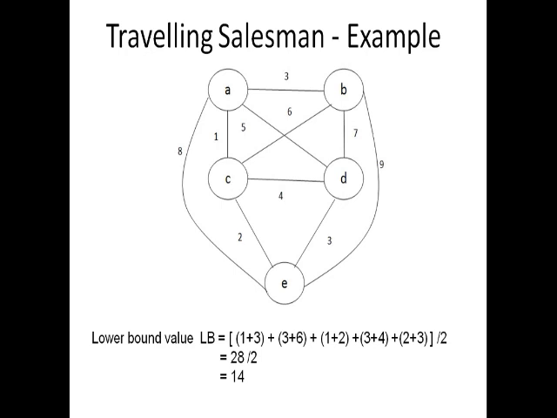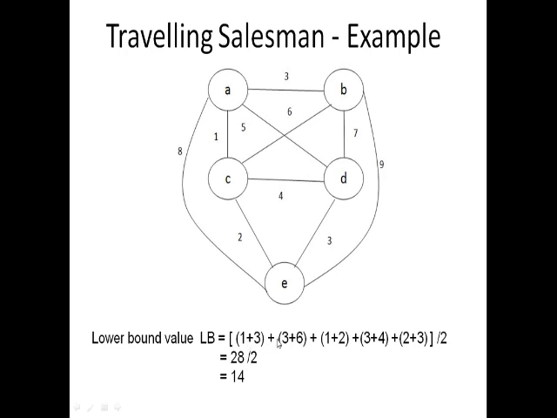This is the example for the traveling salesman problem. In this example, we are going to find the lowest value, or the lowest minimal bound value. Here A, B, C, D, E are the nodes, and from these nodes the weight of the node is considered and the lowest value will be considered.